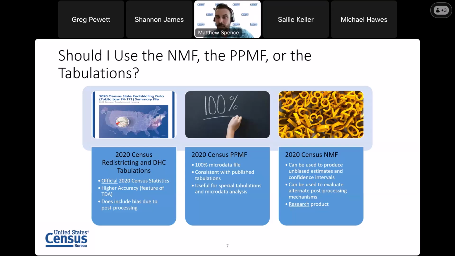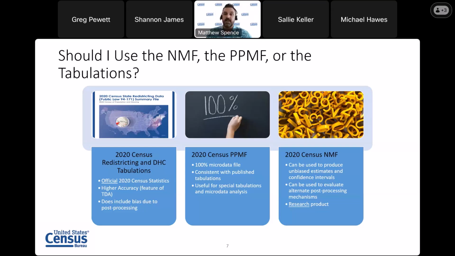So why would you use the PPMF? You might use it for special tabulations, custom cross tabulations, microdata analysis, anything that might want to look at relationships among variables that are not supported in the already published data.